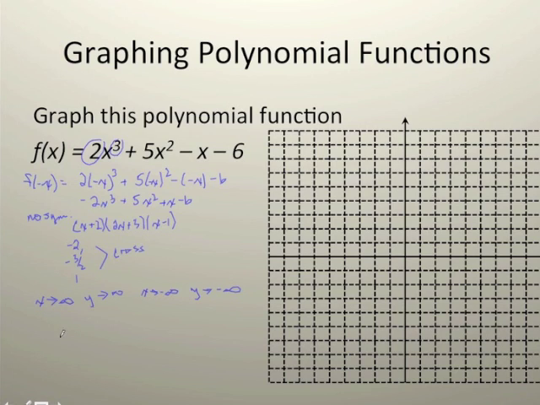Our table. The y-intercept, where x is 0, is negative 6. Other points: x is negative 1, and that would give me negative 2 plus 5 plus 1 minus 6, so that would give me negative 2. If x were 2, that would give me 16 plus 20 minus 2 minus 6. So minus 8, 28.